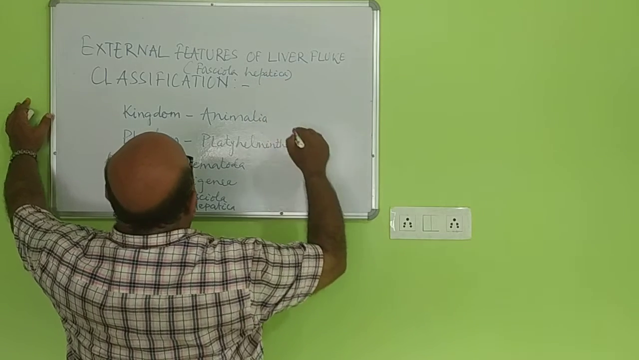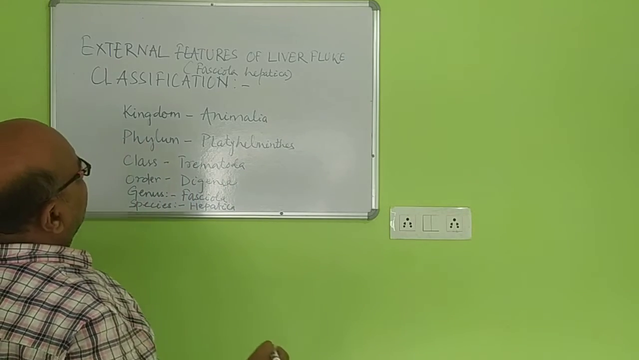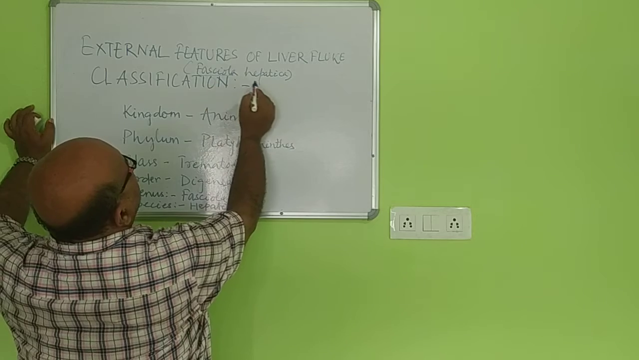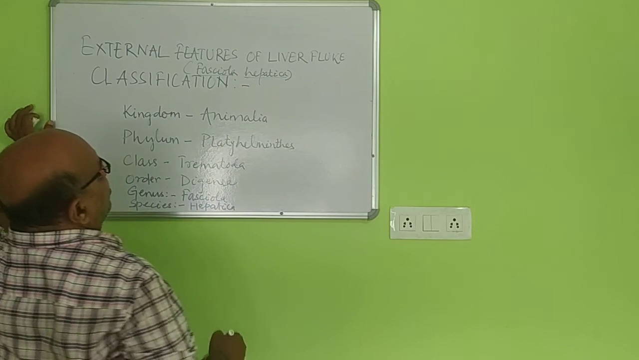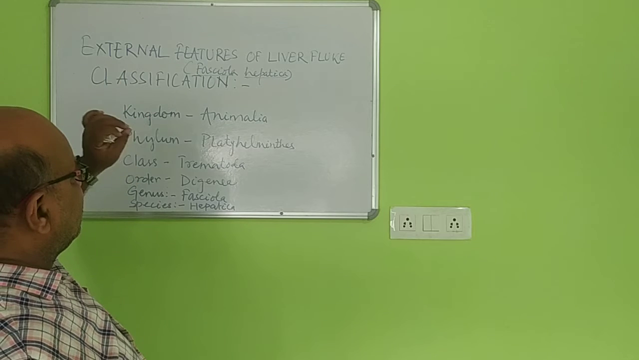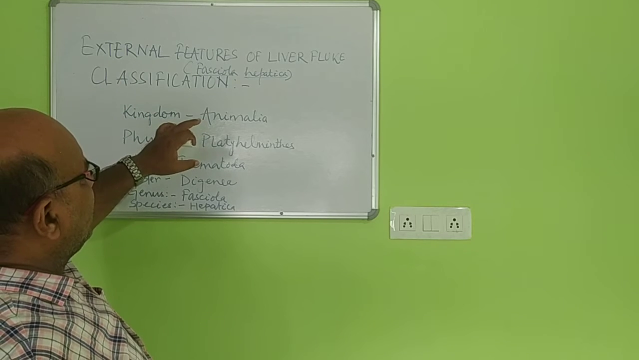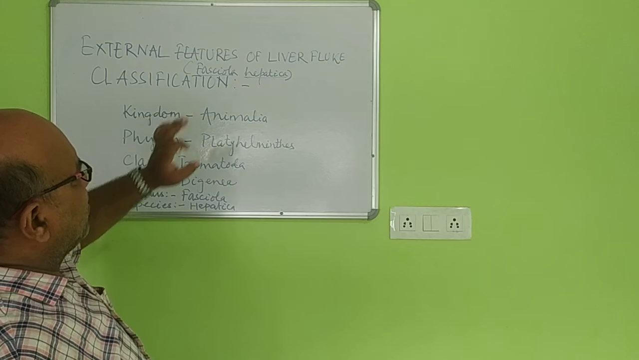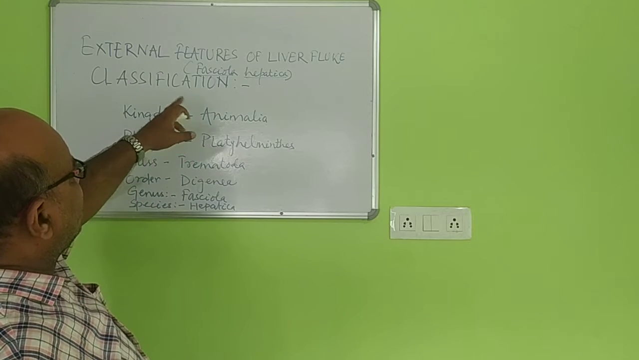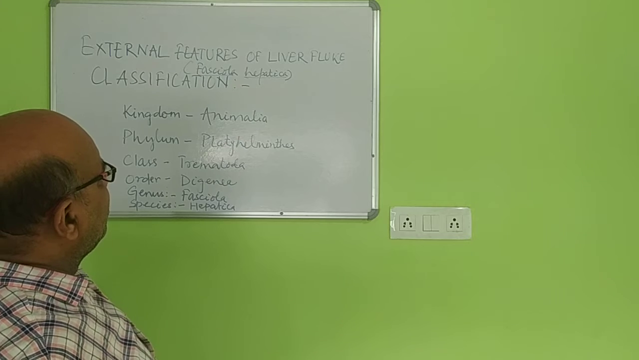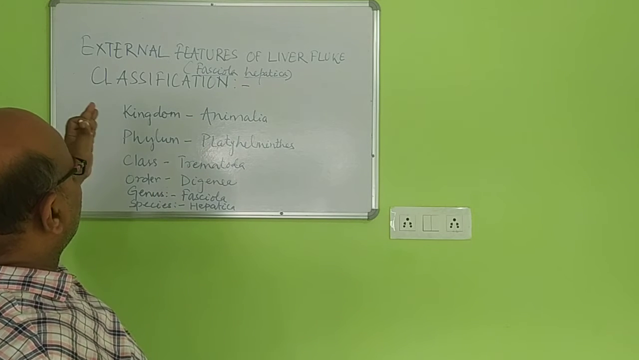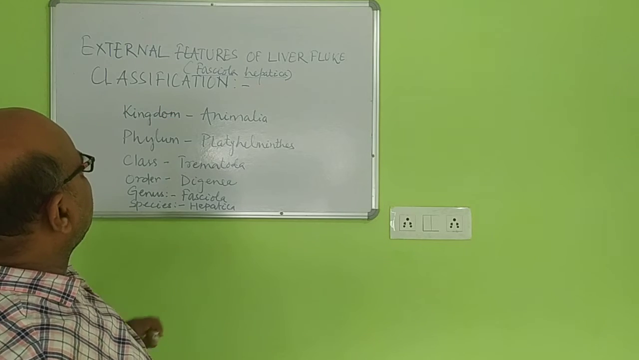It is a species of the phylum Platyhelminthes. Its zoological name is Fasciola hepatica. Fasciola is the generic name or genus. Hepatica is the specific name or species. By these two words the name is framed, and that is called Fasciola hepatica, which in English is called liver fluke. You can study the external features of this animal.